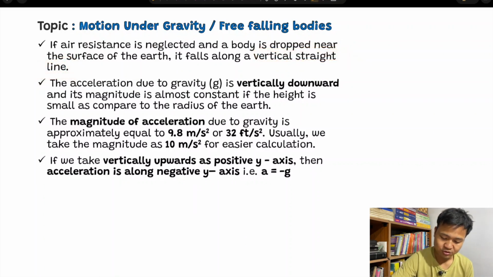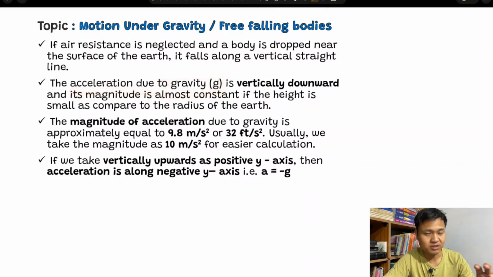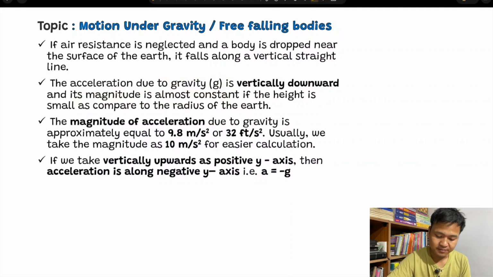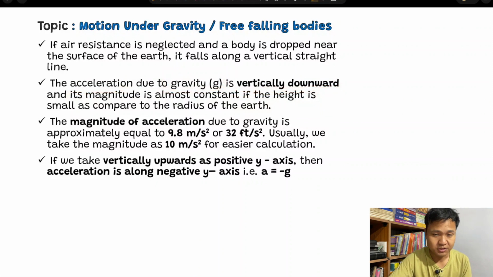Okay. So second point, acceleration due to gravity. See, if you release something from a certain height, it will fall down because of gravity. And then there is something called acceleration due to gravity, which you will see in the gravitation chapter. So this is always vertically downwards. Remember, it is always vertically downwards. And its magnitude is almost constant if the height is small as compared to the radius of the earth.